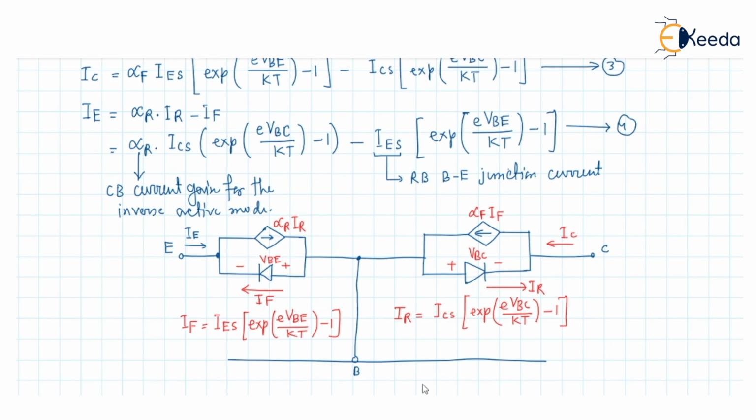So this is all about the Ebers-Moll model of a bipolar junction transistor, and we can represent a bipolar junction transistor in every region by this Ebers-Moll model.